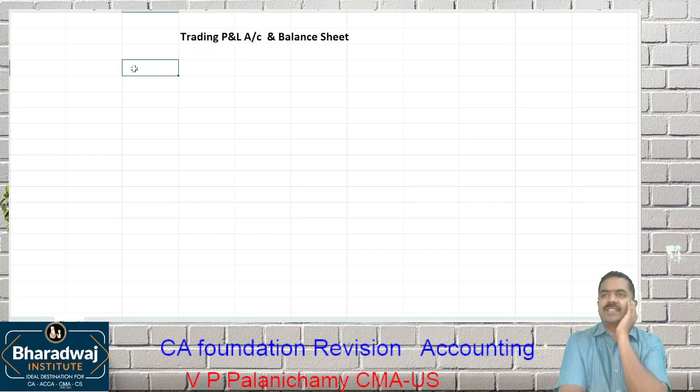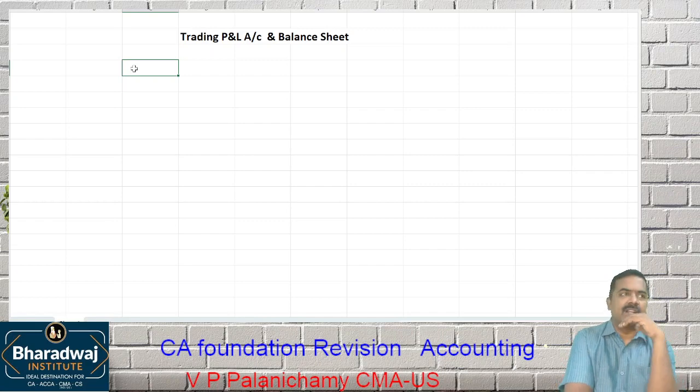For preparing trading account, there are certain basic things, you know it already. What are the things that are generally debited in trading account? Opening stock, then purchases, less returns. All direct expenses like carriage inwards, wages, manufacturing expenses, power, coal, etc. For a trader, if there is direct processing, we include it in trading account.